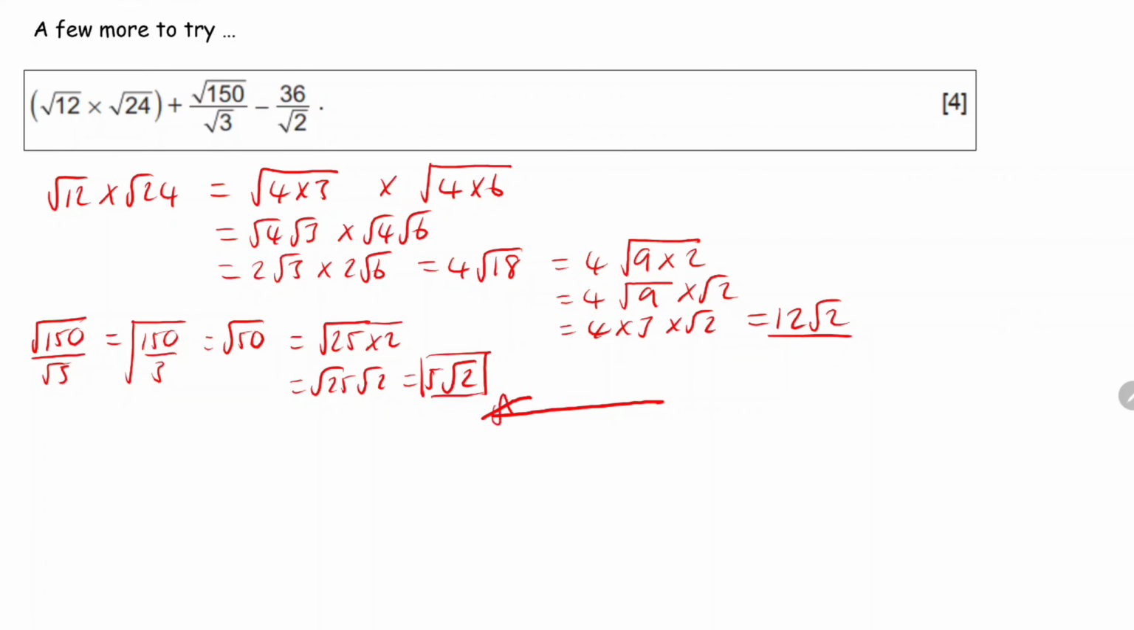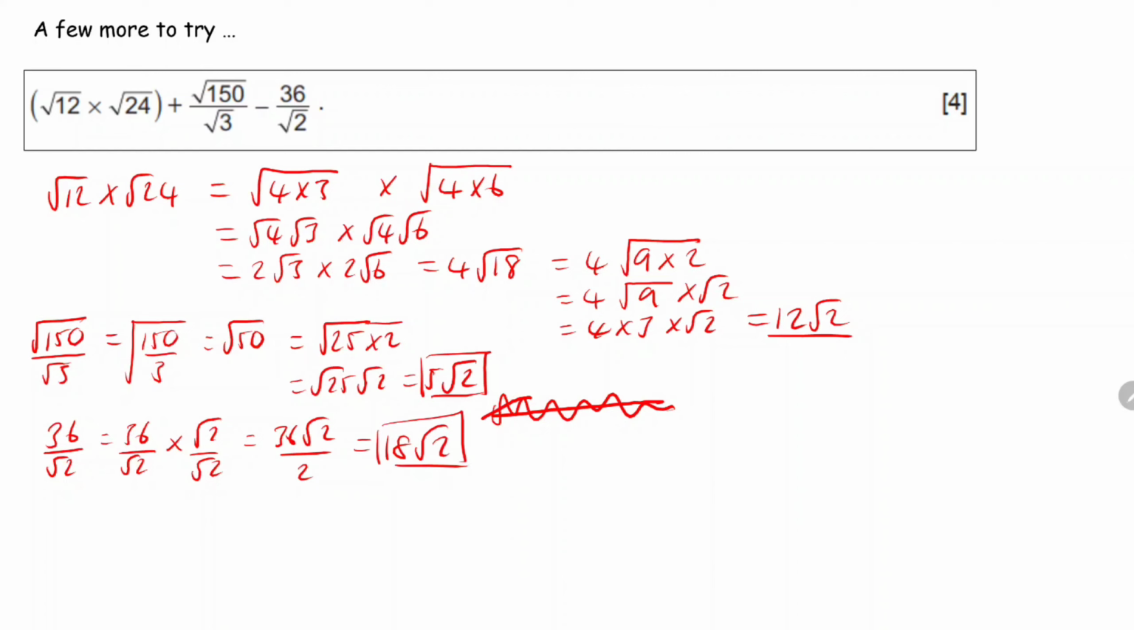Ignore that little bit of graffiti there. But the last term, we've got 36 over root 2, which we want to rationalize the denominator. So we're going to times by root 2 over root 2. That's going to give us 36 root 2 over 2, which gives us 18 root 2. That's our third term. Now we're going to combine them together.